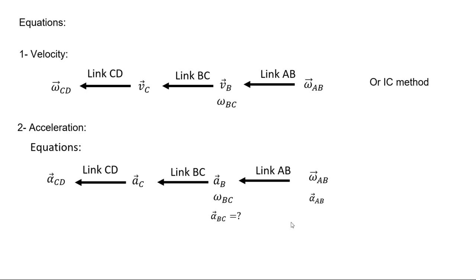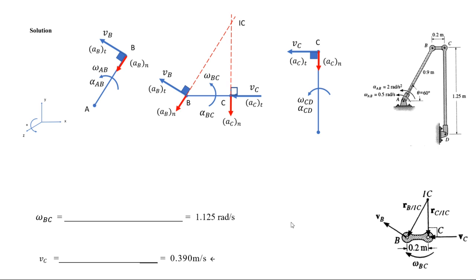From the link AB, we know the omega AB and the alpha AB. We can calculate the acceleration at B because we can find the tangential and normal accelerations. The omega BC can be found, and the alpha of the BC can be found. Go to the link BC. After we know all this information, we can calculate the acceleration at C and put that on the link CD. We can find the alpha of the CD. So we're going to go step by step.